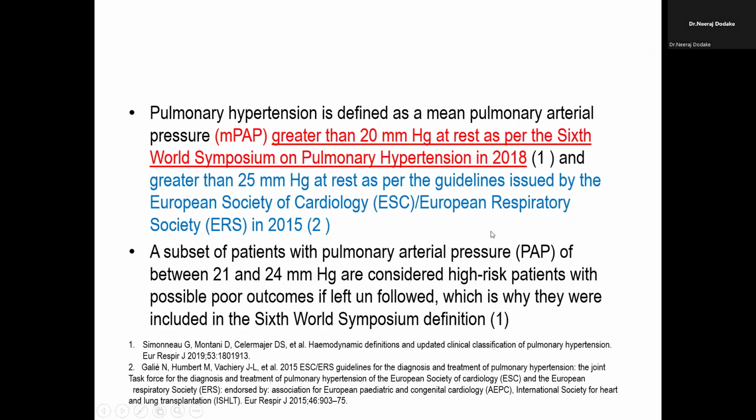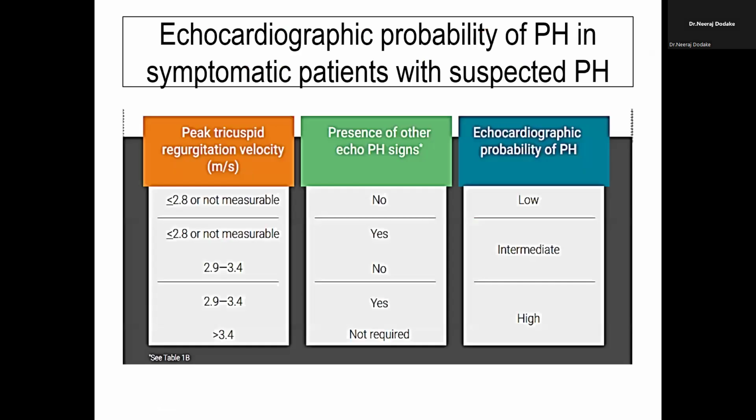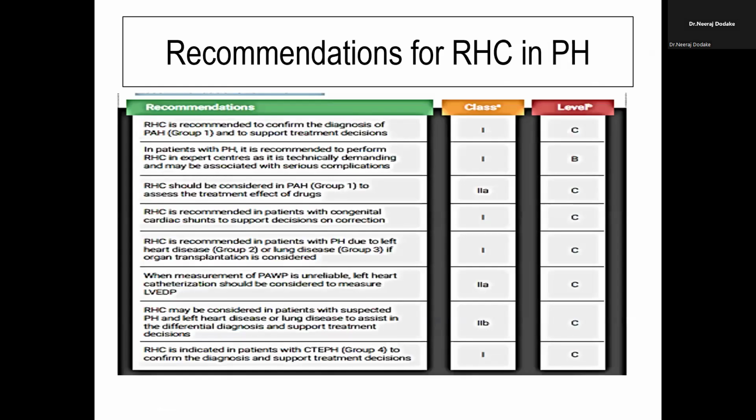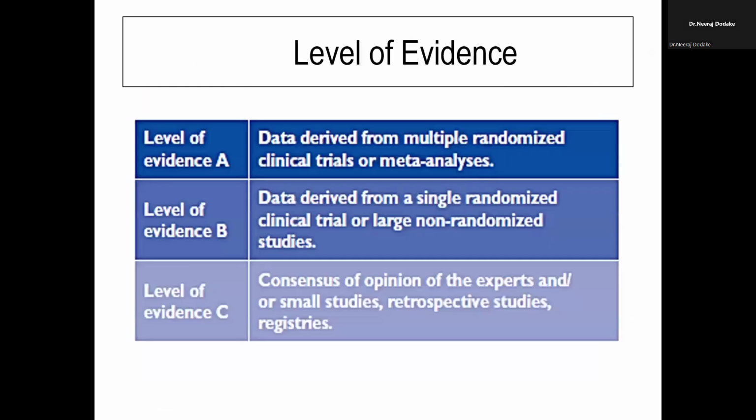So if I have to say in a nutshell, mean pulmonary artery pressure less than 20 millimeters of mercury is considered normal. 20 to 24, they are the subject of a high-risk population. More than 25 is considered pulmonary artery hypertension. Now, how do we look at this pulmonary artery hypertension? I'm going to dwell a few minutes on this.